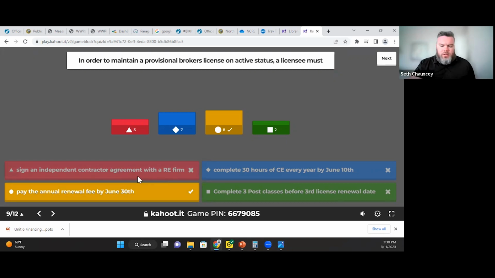Folks, on this one, the only reasonable answer here was paying the renewal fee. And here's why. You cannot be active if your license is expired. So you would have to at least have your renewal paid to be current and to be active.